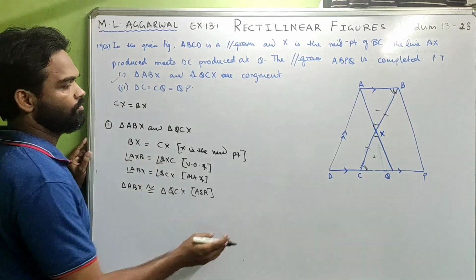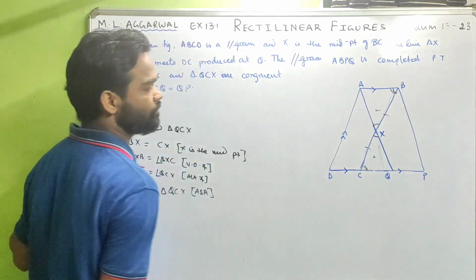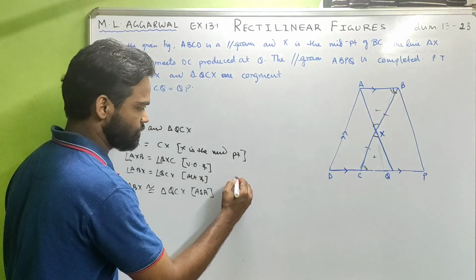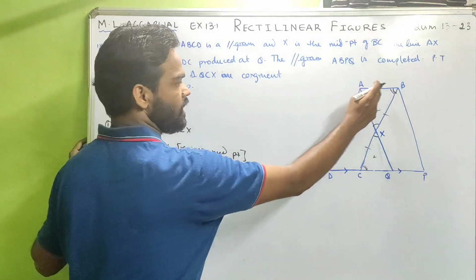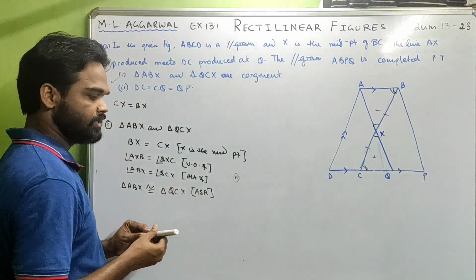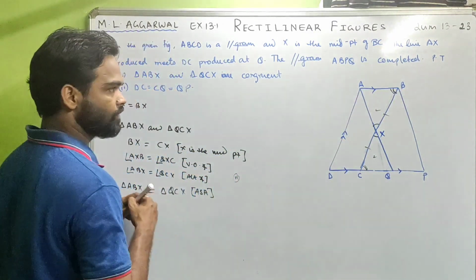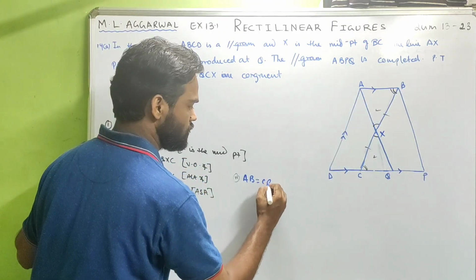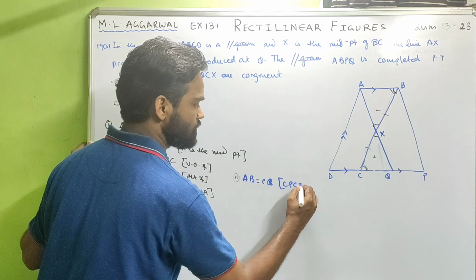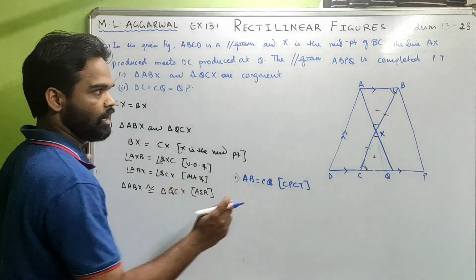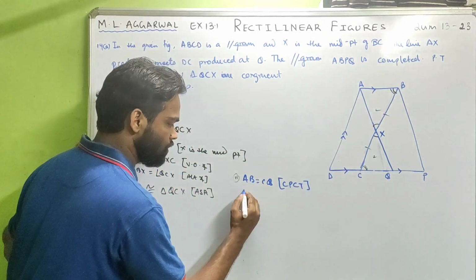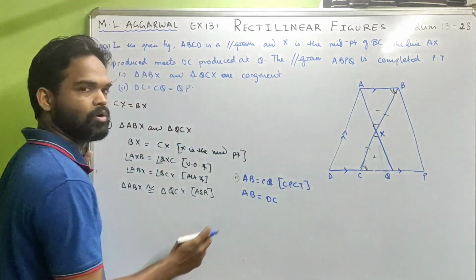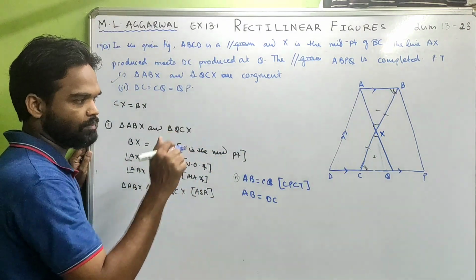Second part, prove that DC equals to CQ equals to QP. Now these two triangles are congruent, which means, can I write AB equals to CQ, CPCT? Okay, just look over here. AB equals to CQ, CPCT, isn't it? And AB equals to DC also, we know. Why? Because these are opposite sides of the parallelogram ABCD.